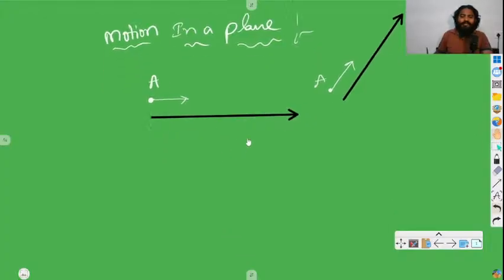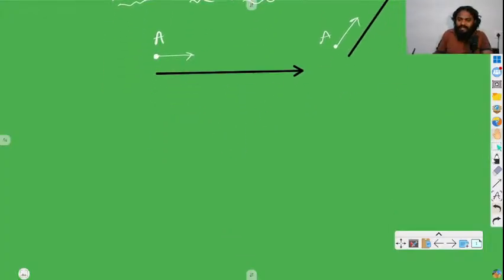For example, let's say the same particle A is moving somewhere like this, not in a straight line. This is the initial position and this is the final position of the particle, right? So like this the particle is moving, then definitely you require two axes to study the motion of this object. Such kind of motion is called two-dimensional motion or motion in a plane.